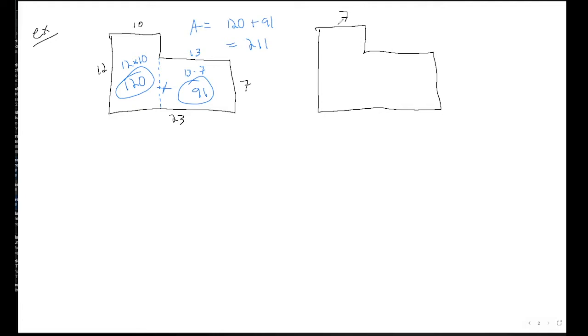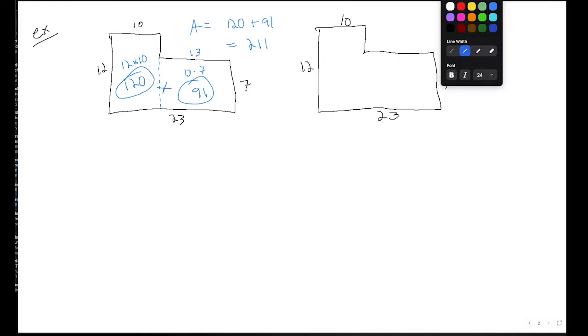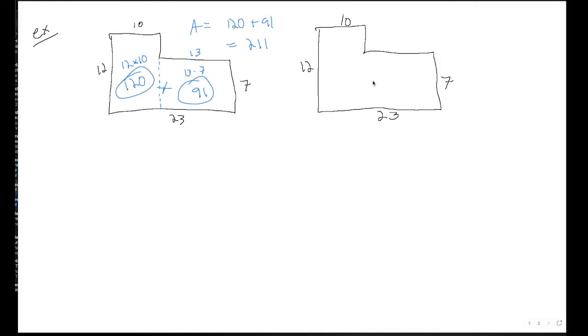Oops, not 7. Anyone know another way to do this problem, to find the area of this? So I don't know how to find the area of this chubby L, right? But I do know how to find the area of rectangles, right? So that's one way to make 2 rectangles. There's another way to make 2 rectangles. What is it? Do it with your finger. Yes. Just cut off its head.